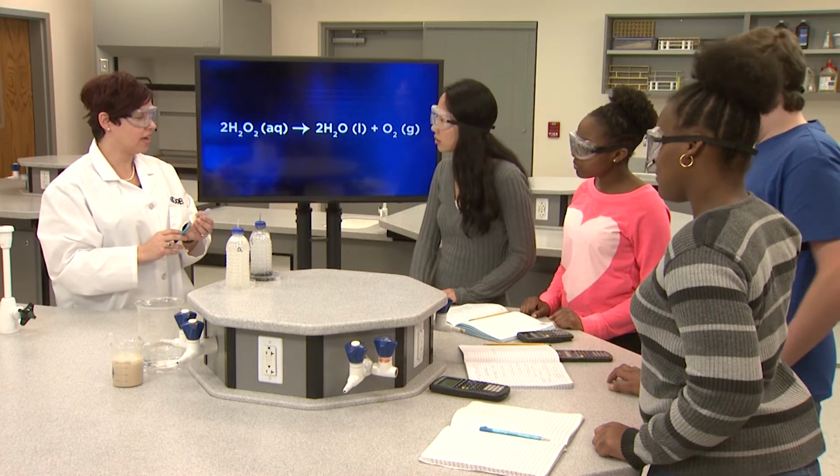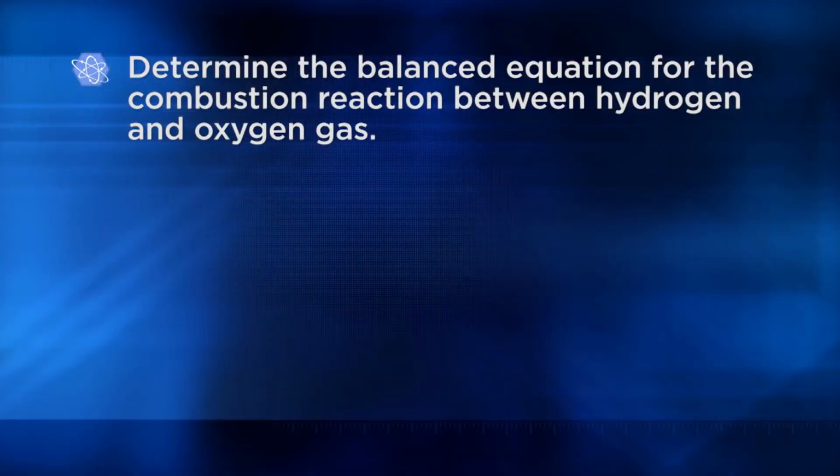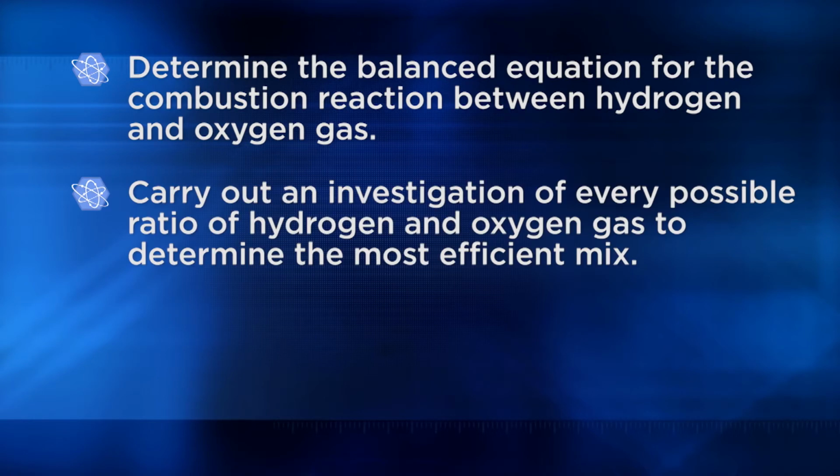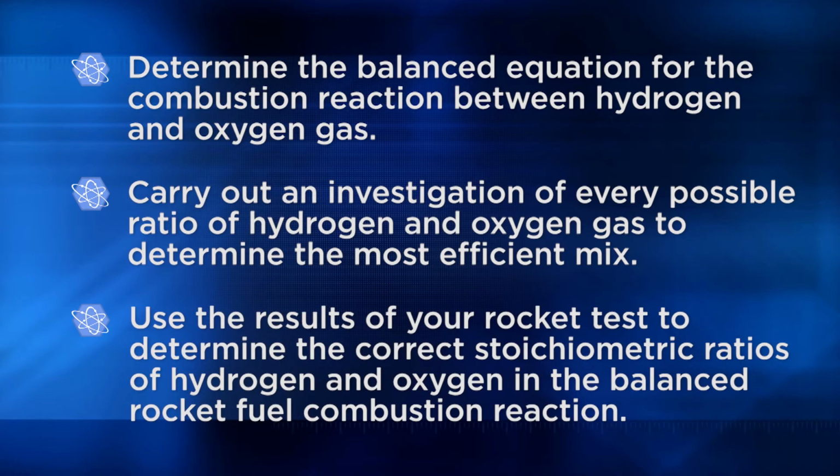So your task now is divided into 3 parts. First, you'll determine the balanced chemical equation for the combustion reaction of hydrogen and oxygen gas. Second, you'll carry out an investigation of every possible ratio of hydrogen and oxygen gas to determine how well each ratio will propel your rocket. You'll use the 5 marks on the pipette rocket to determine these ratios. And lastly, you'll use the results of the rocket test you conduct to determine the correct stoichiometric ratios of hydrogen and oxygen in the balanced rocket fuel combustion reaction.